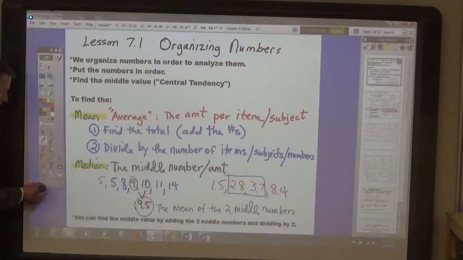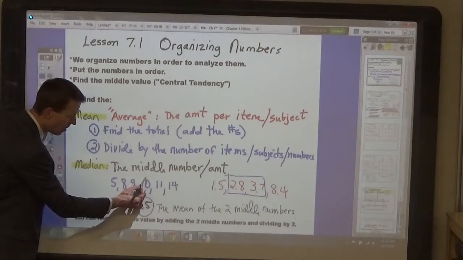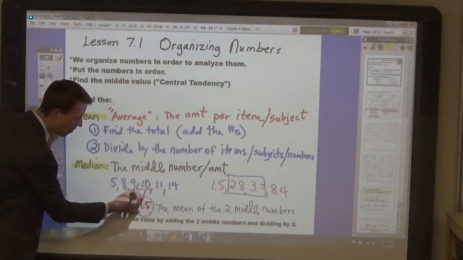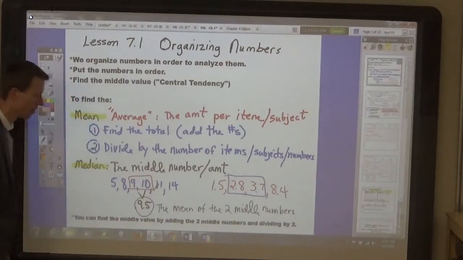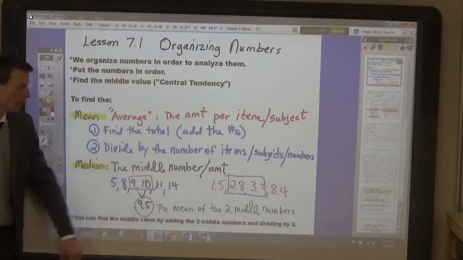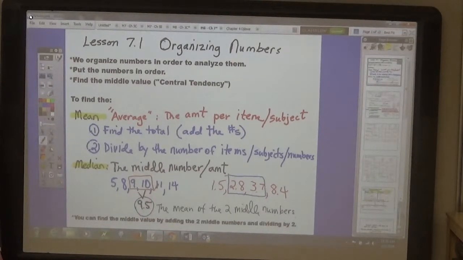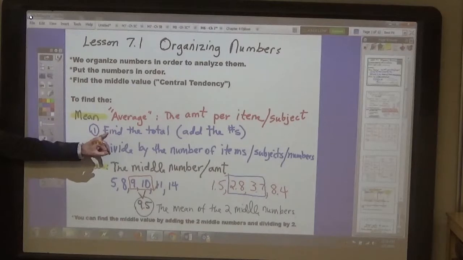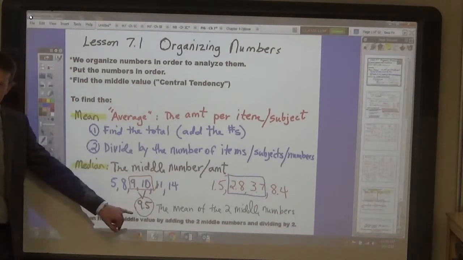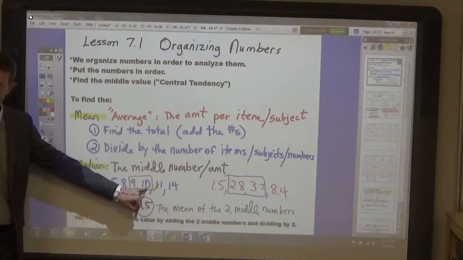But if there's an even number of numbers in the set, then these two numbers are in the middle, 9 and 10. Okay? So what you have to do then is you have to find the mean of the two middle numbers. How do you find the mean? Remember? Olivia? You find the total, add the numbers, yep, and then you divide by the number of items.